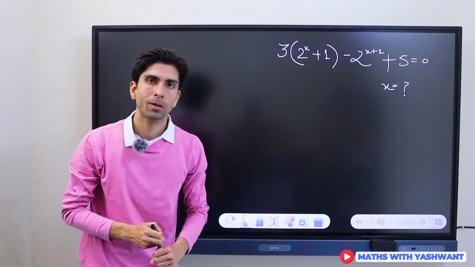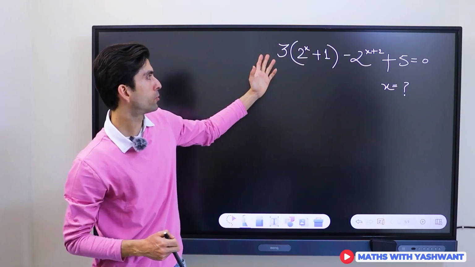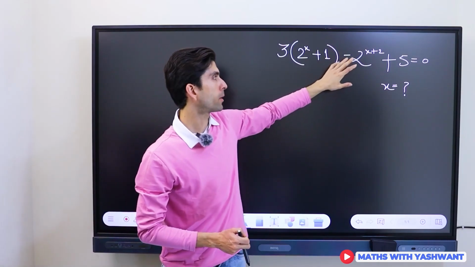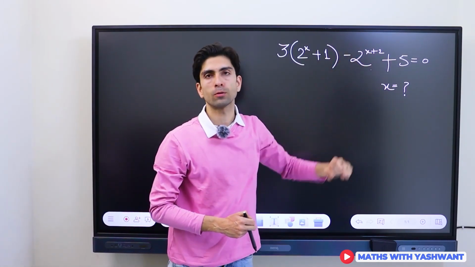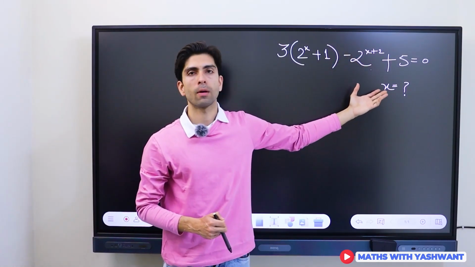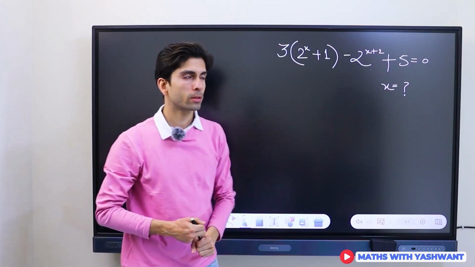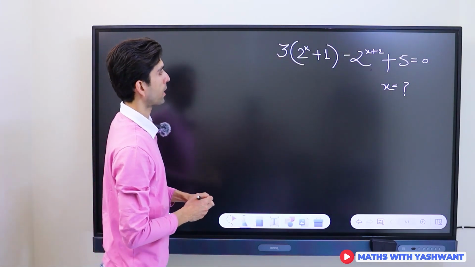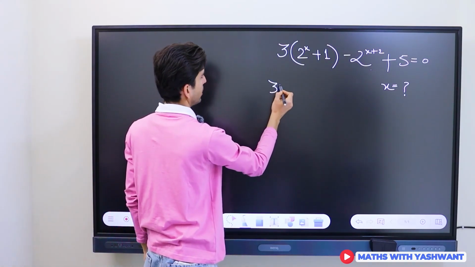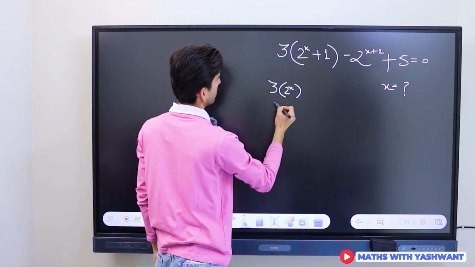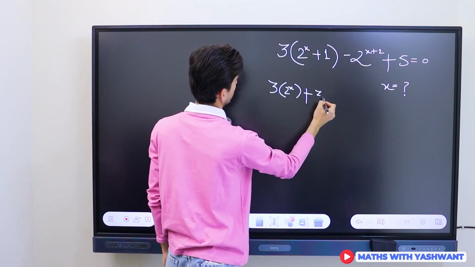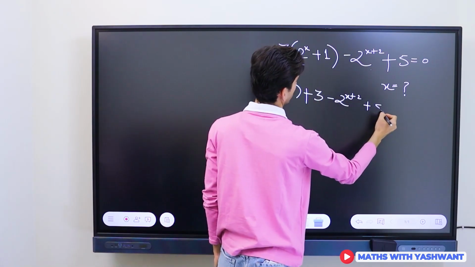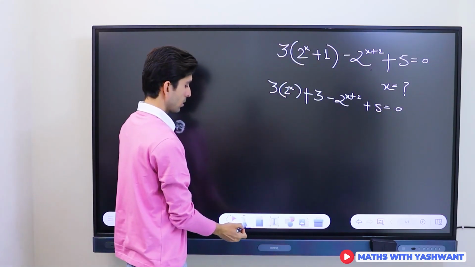So coming back to the third question of our session, we have 3 into 2 to the power x plus 1 in the bracket with the minus sign, 2 to the power x plus 2, plus 5 is equal to 0, and we have to get the value of x. Well, let's solve this. So just try to open the bracket. We have 3 into 2 to the power x plus 3 minus 2 to the power x plus 2 plus 5 is equal to 0.